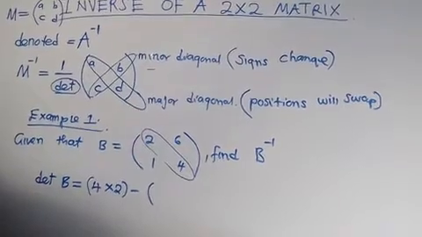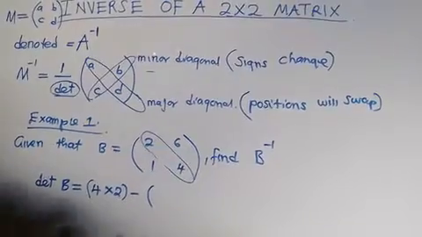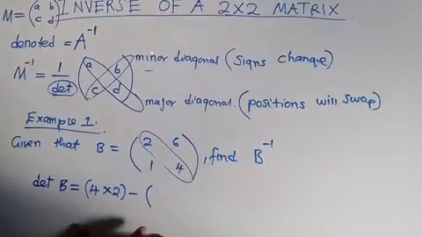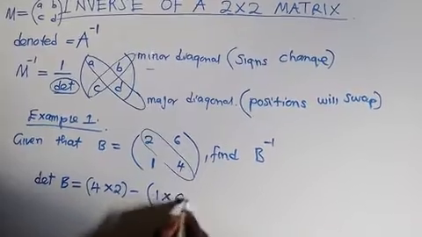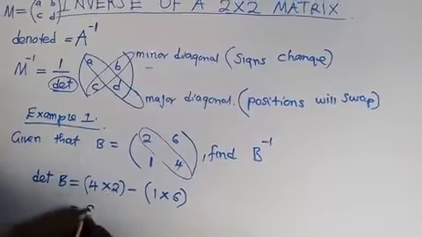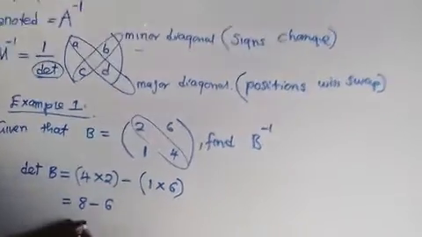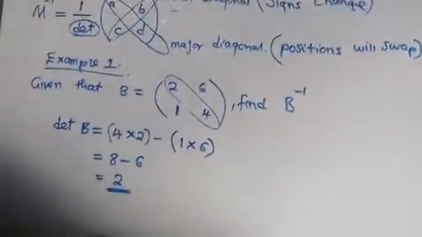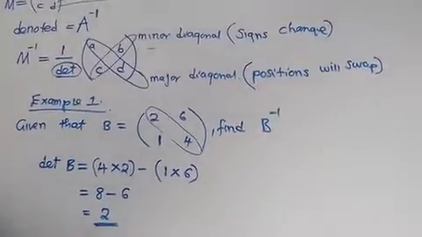If you've got a lot of information on one topic, you confuse yourself. So I want you to be used to this way of answering questions, because this is the easiest way. In the minor diagonal, we've got 1 and 6, so 1 times 6, like this. So this is equal to 4 times 2, which is 8, minus 1 times 6, which is 6. So the determinant is 2. This is the determinant. Our determinant is 2.